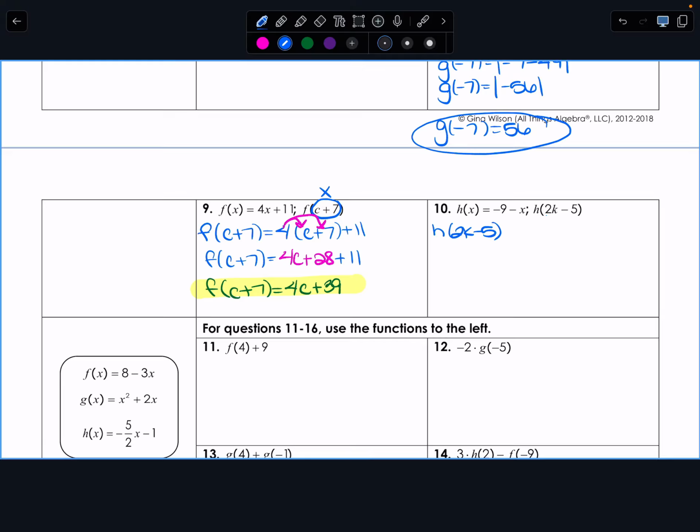So I'm going to take this 2k minus 5, and I'm plugging that entire thing in for x. So I have a negative 9 minus 2k minus 5. And that's what I'm saying. It's weird because of that subtraction. This subtraction sign goes to both terms. So h of 2k minus 5 is equal to negative 9 minus a 2k and a plus 5.